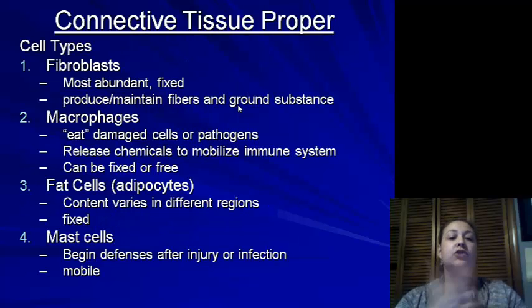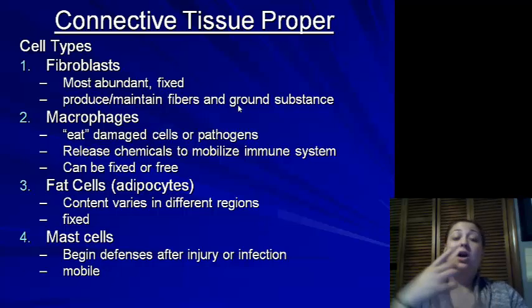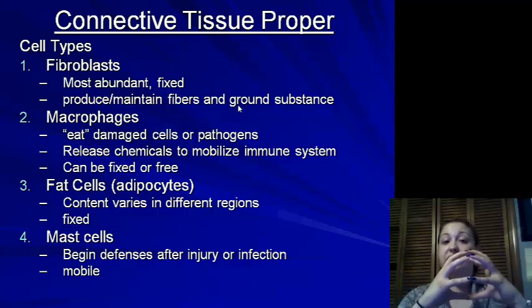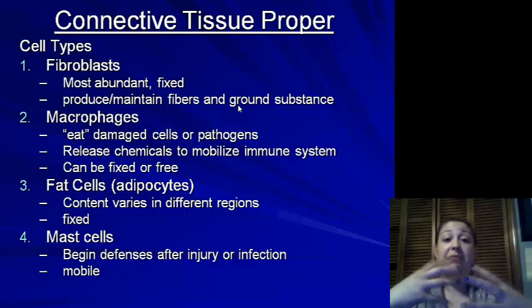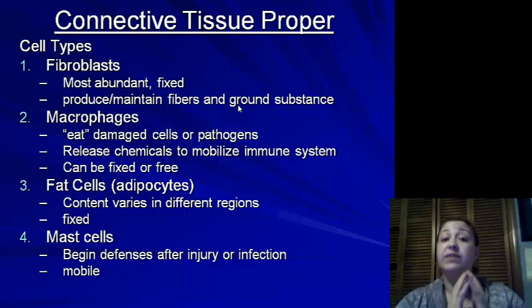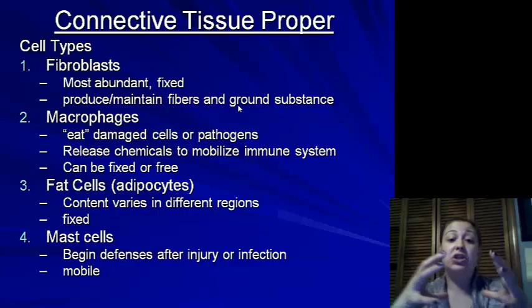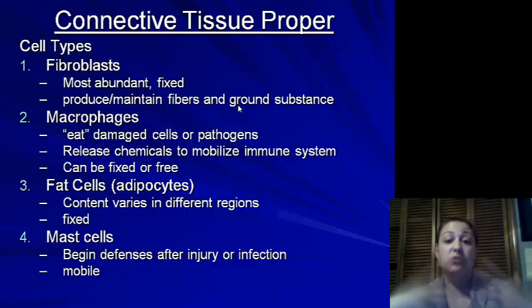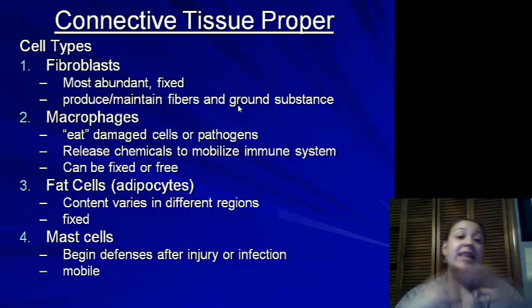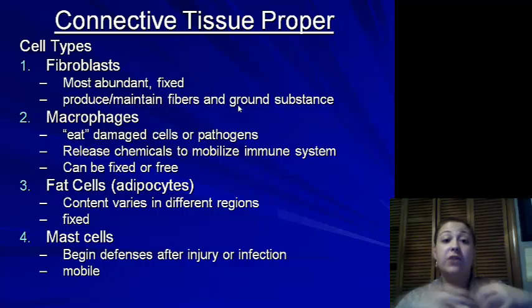Looking into the connective tissue proper, we have four types of cells. We have fibroblasts, which are the most abundant, and they are fixed, so they stay in one stationary position. They help produce and maintain the fibers and the ground state around the other living cells. We have macrophages, which are cells that eat damaged cells or pathogens. They do phagocytosis, which means, you remember, bringing in large molecules. They release chemicals to mobilize or start up the immune system. They again can be fixed or they can be free-floating.